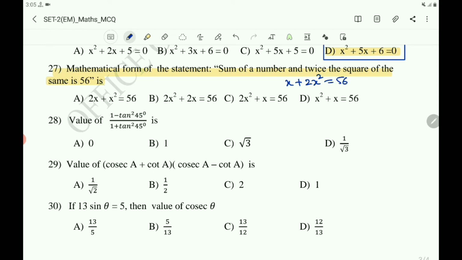56. So you can take it as 2x square plus x equals 56. So here 2x square plus x equals 56. That is option C. Exactly this is equal to this one: 2x square is there, x is there, equals 56 is there. So the answer is option C. Note it. Option C is the answer.